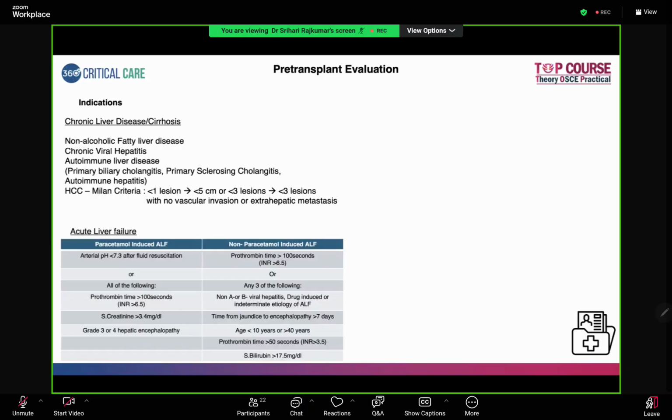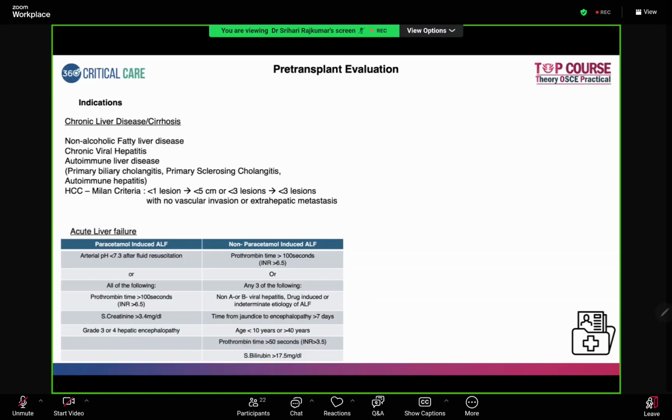Then, for acute liver failure, as most of you would know because you are in the exam preparation phase, I've just put it up for revision purposes. For paracetamol-induced ALF, you have a single criterion of arterial pH less than 7.3 despite fluid resuscitation, or all of the three: INR more than 6.5, creatinine more than 3.4, and grade 3 or grade 4 hepatic encephalopathy.